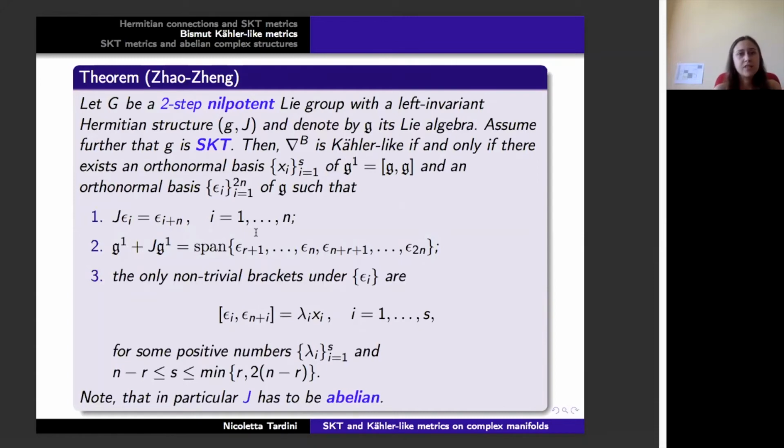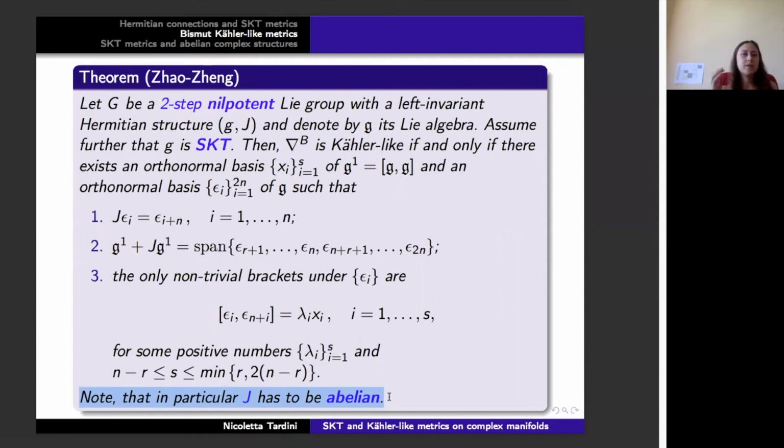They take, let's say, a two-step nilpotent Lie algebra with an SKT metric. And they showed that the Bismut connection is Kähler-like if and only if there exists a special orthonormal basis. For the purpose of this talk, it's not important to look at the details of this result. I'm just interested in the last line of the theorem, okay? Because they show that in particular, the complex structure has some particular behavior, okay? So it's abelian. We are going to recall what being abelian means.